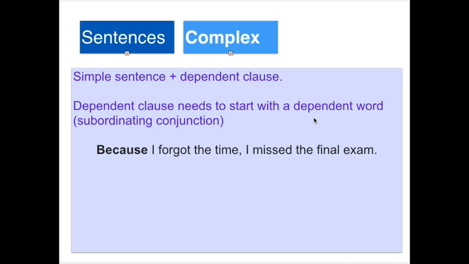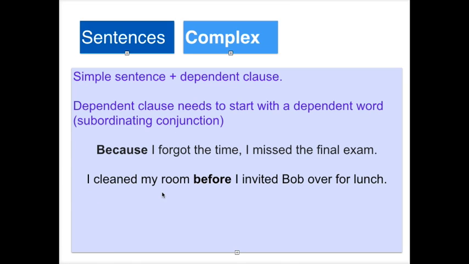A dependent clause needs to start with a dependent word. That doesn't mean the sentence needs to start with a dependent word. It means the dependent clause does. So an example here is: because I forgot the time, I missed the final exam. "Because" is a subordinating conjunction, which means this bit of information here now relies on this bit of information here to make sense. This is an independent clause. It doesn't need this. I missed the final exam. That's the important bit of the sentence. But now you're adding in detail with a complex sentence. Because I forgot the time, I missed the exam. So the reader gets to understand why this person missed the exam because of this subordinate clause.